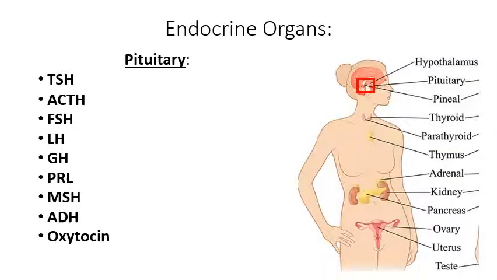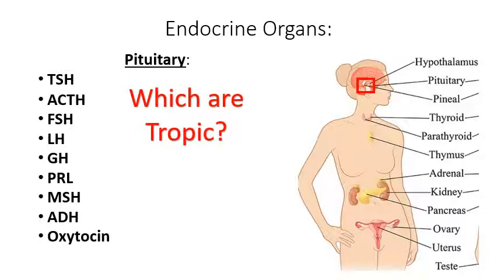All of these are the hormones that are produced by the pituitary gland. All of these are produced by the anterior side of the pituitary gland. All of these are produced by the posterior side. Can you guess, or do you remember already, which ones are tropic and which ones are not? You can stop the recording here and see if you can remember. These are the tropic hormones.